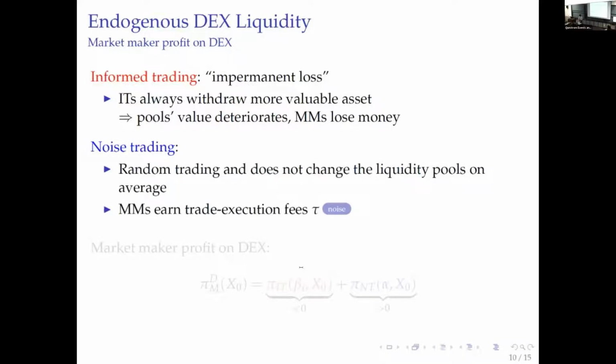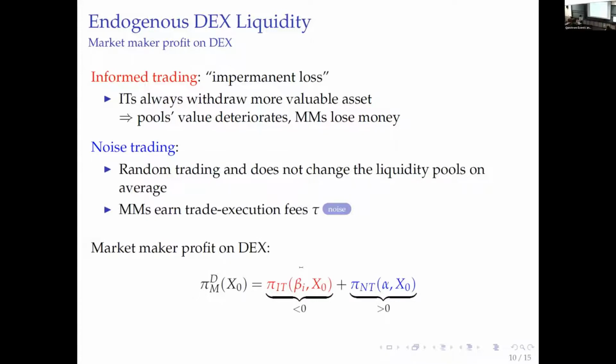In contrast, if a noise trader arrives, again, they are trading randomly. So in expectation, they will not change the state of the liquidity pool. But noise traders are going to pay trade execution fees. Okay, noise buyers and noise sellers, both of them will pay this fee. So the market maker is going to get this positive return. So the market maker's profit on DX will be characterized by this red one, which is the informed trading, what we call impermanent loss, or maybe the adverse selection cost, and the profit from fees that emanates from this noise trading. Okay? And both are characterized by this initial size of the liquidity pool.